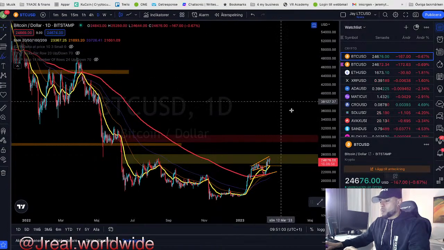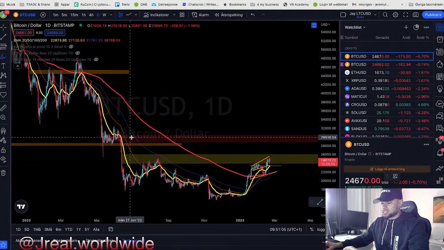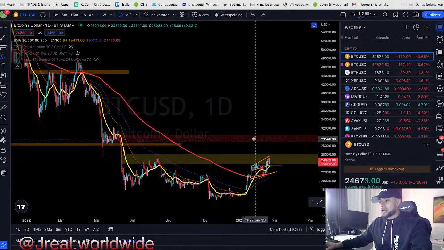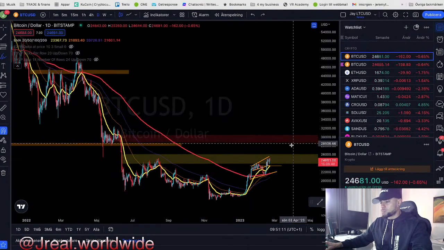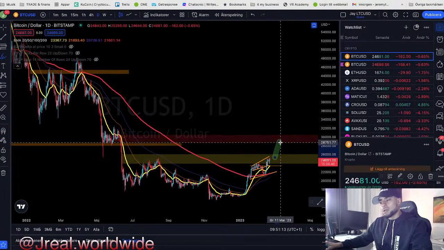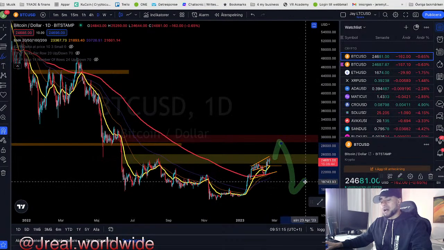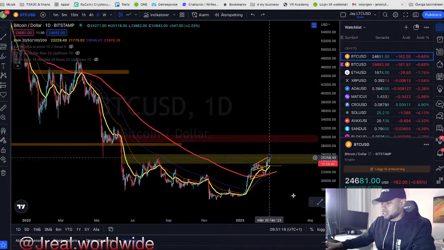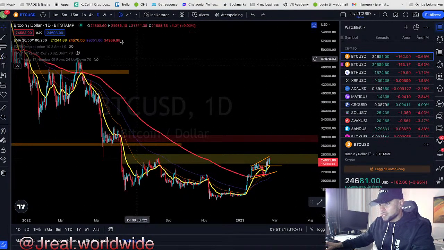The only thing that might happen is that we go up to this demand zone that you see here. Sorry, not demand zone, I mean supply zone. This red zone here is the supply zone. We might come up to that zone, but then I think we're dropping down to about an 11,000 price target for Bitcoin. Let's zoom in again.